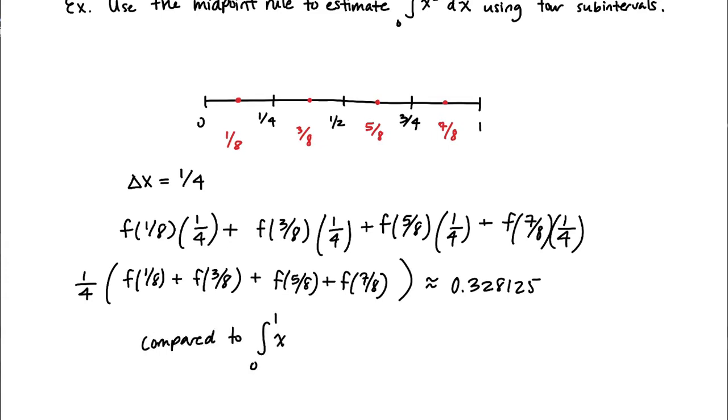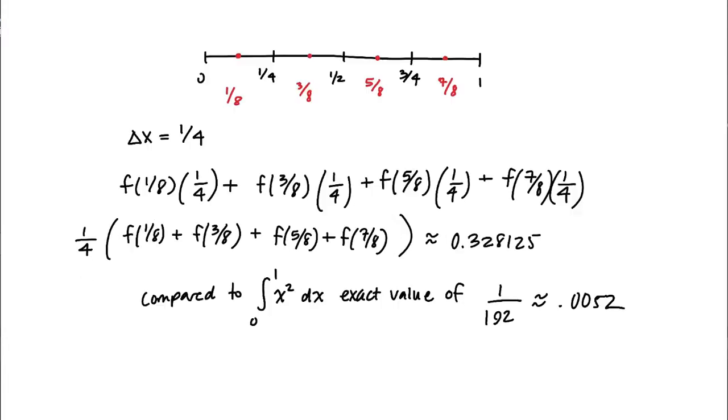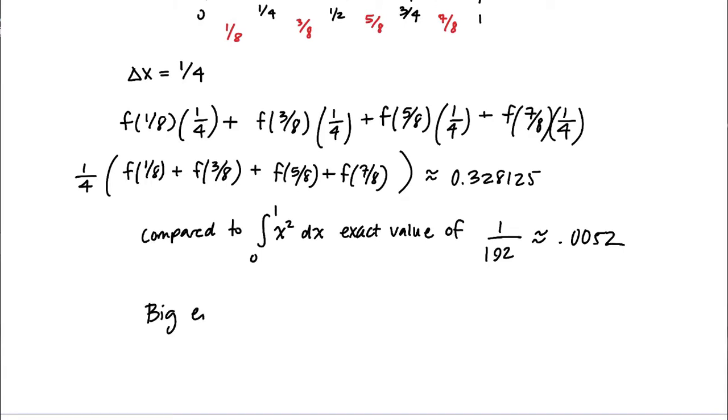And compared to the exact value, we would get 1 over 192, which is roughly equal to 0.0052. Okay, so I would say a relatively big error. Why? Not very many intervals. We only had 4 subintervals, so we were expecting that, right?